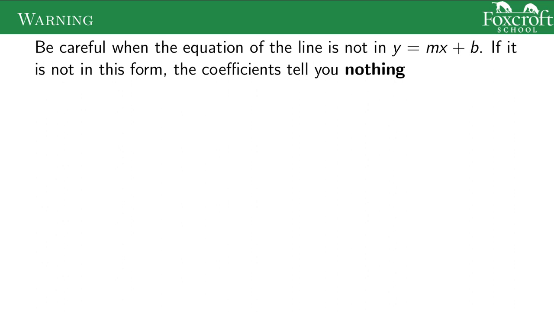One thing to be really careful with when you're trying to graph lines is people know y equals mx plus b. You've probably learned it a bunch of times. But if your equation is not in y equals mx plus b, most notably where y is completely by itself, then the coefficients don't tell you anything. So if I have like 8x plus 2y equals 4, that y is not by itself. So my slope's not 8, my y-intercept's not 4.